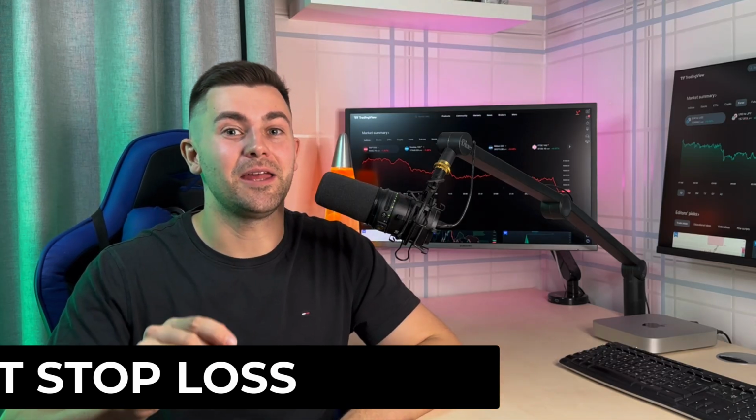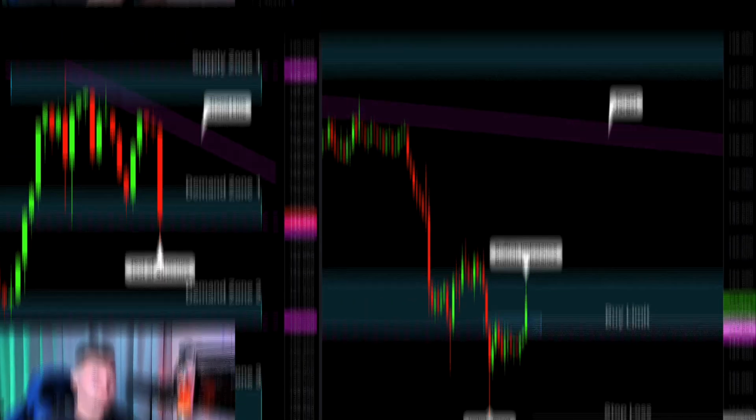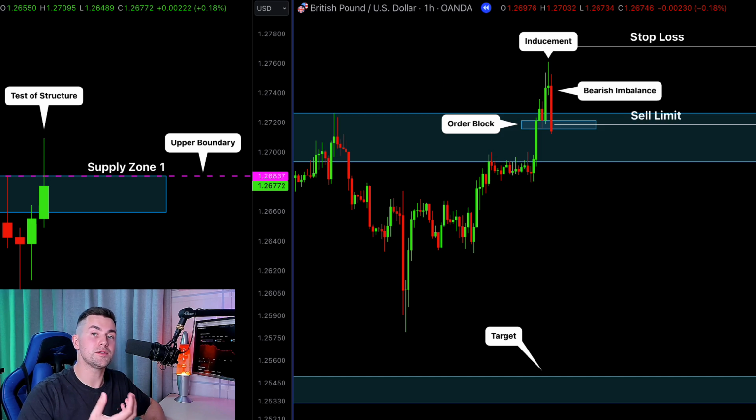Step 8. Set the stop loss. If you buy the market from the demand zone, your stop loss should strictly lie below the bearish inducement. And if you sell from supply zone, your stop loss will lie above the bullish inducement. And in step 9, you should wait for the activation of your limit order and then you trade.